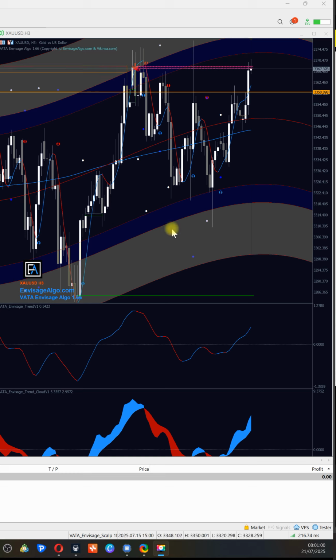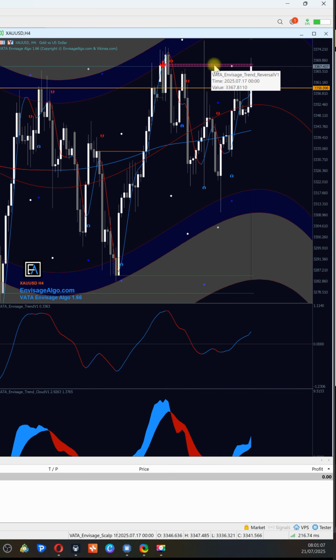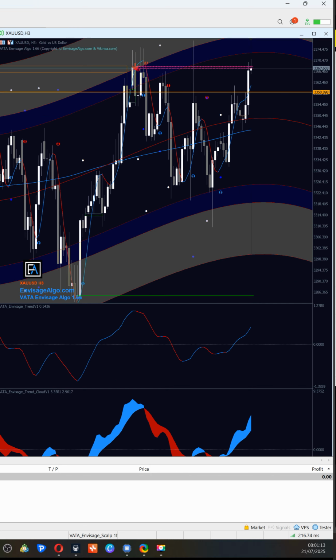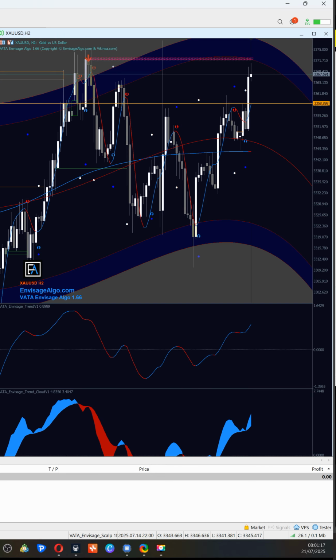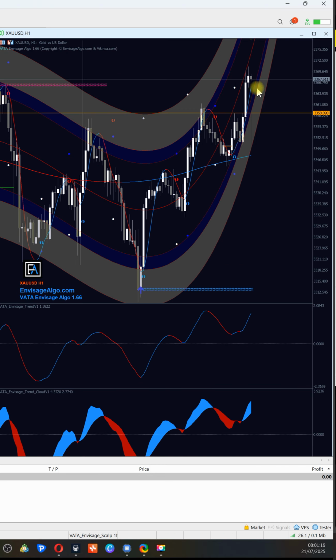So this is 21st of July 2025, and I'm looking at gold on higher time frames. If I look at the H4 time frame, I can see that the market has reached a resistance level, and this is what I envisage as the target as well, which means that the market can fall down. H3 is also the same, H2 is also the same, nearly there and target hit, and H1 is nearly there and also coming down.